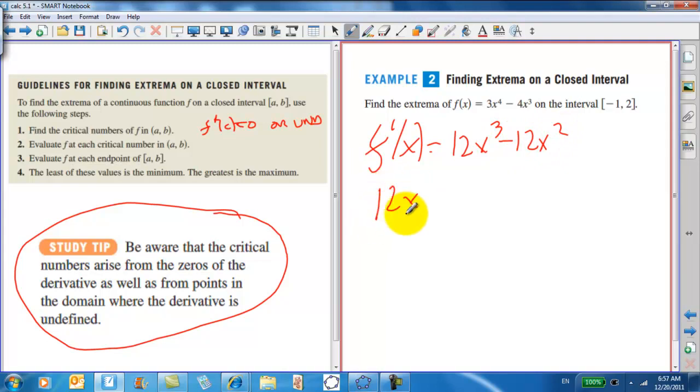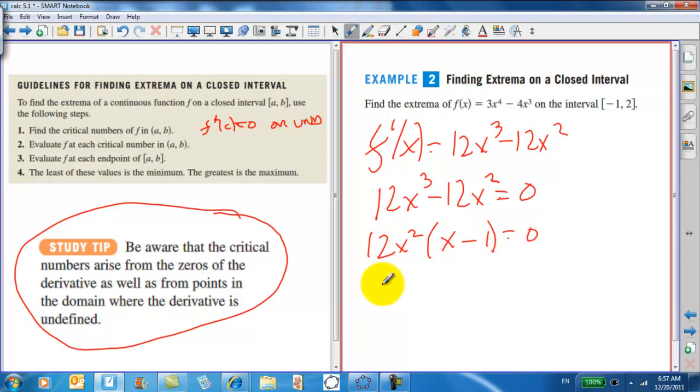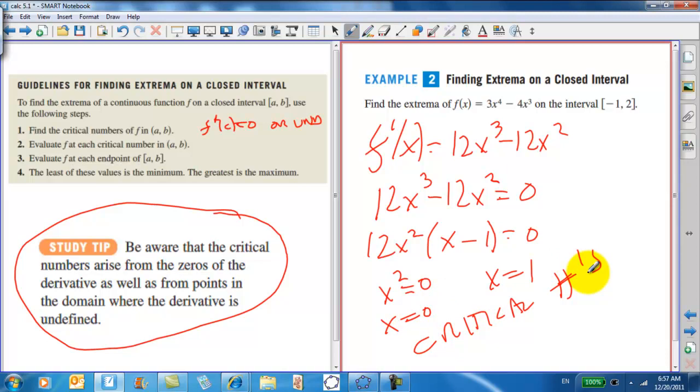Well, it's not going to be undefined because we don't have any division by the variable. We can factor out 12x^2, leaving behind x - 1. And we get x^2 = 0, or x = 0, or x = 1. These are the critical numbers, the numbers that make the derivative equal to 0.